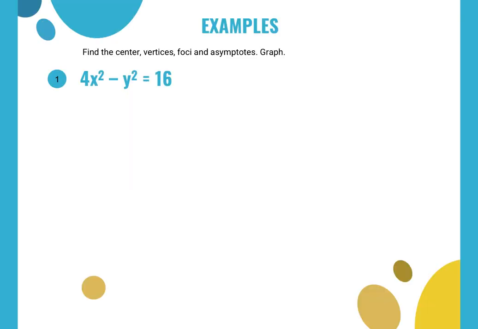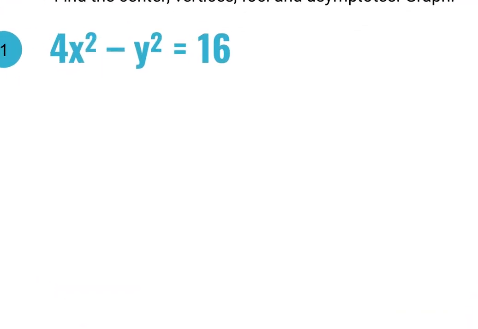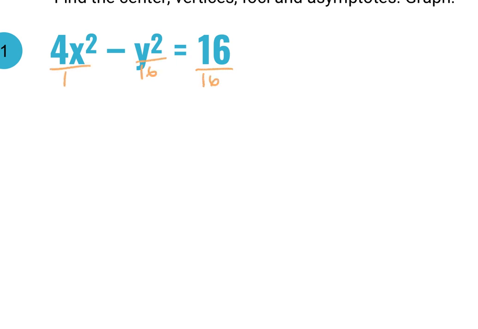All right, now we go. It says find the center, the vertices, the foci, the asymptotes, and graph. Step 1 here is the same as step 1 on ellipses, which is what? Make it equal to 1. So the very first thing I have to do is divide everything by 16. And I'd get x squared over 4 minus y squared over 16 equals 1.